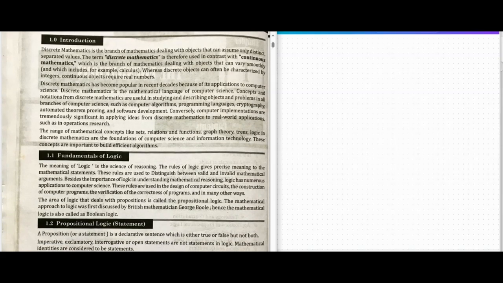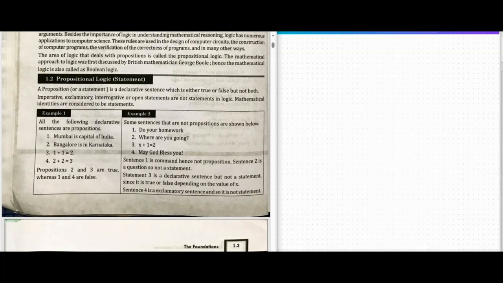So here first we have what is logic. What is the fundamental of logic? What is meant by logic? Logic is nothing but a science of reasoning. When we give reasons by using some scientific examples, we talk about logic. So in mathematics, the rules of logic give precise meaning to mathematical statements. Whatever statement we discuss, we'll be discussing using the logical rules.